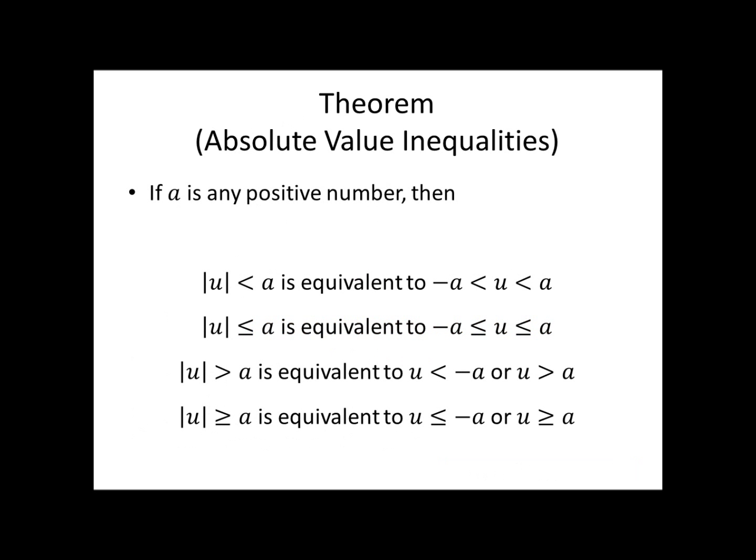All right, here's some theorems that we're going to use when solving absolute value inequalities. The thing to start with is if a is any positive number. Okay, a is a positive number. a is not 0, a is not negative. If a is a positive number, then this theorem helps us to set up our solutions for absolute value inequalities. I'll give you a second to write these down.